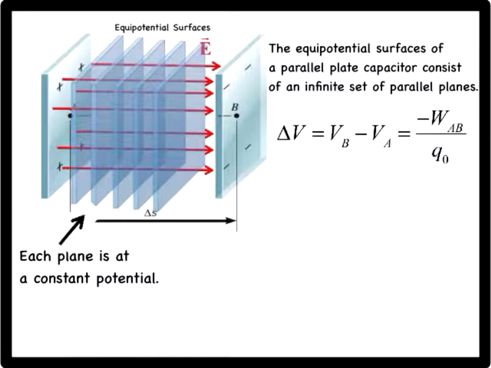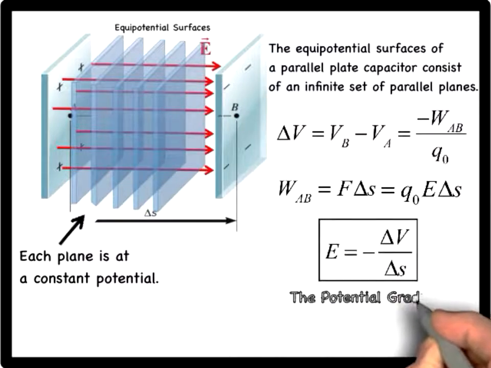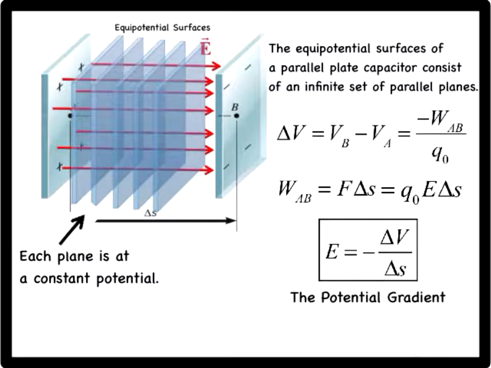The work done in moving a positive charge from point A to point B is equal to F times delta S, where F is the constant electrostatic force acting on the charge and delta S is the distance between the plates. Thus, the work becomes Q times E times delta S. Therefore, the potential difference between the plates of the capacitor can be written in the following way. The quantity delta V over delta S is referred to as the potential gradient, and it has units of volts per meter. In Chapter 18, we showed that the units of the electric field were newtons per coulomb, and now we show that a newton per coulomb is equivalent to a volt per meter.